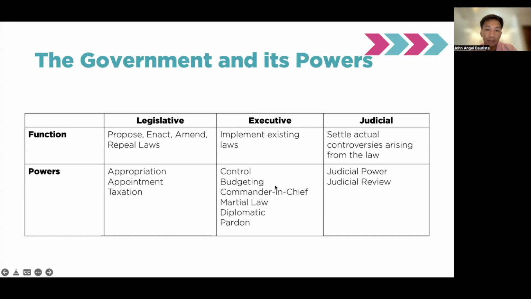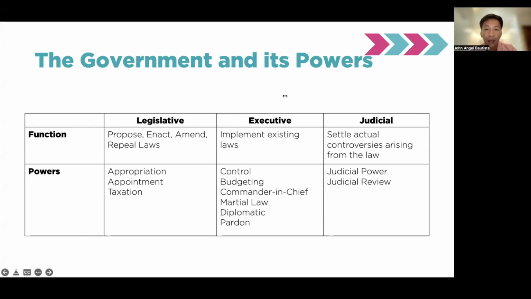So, ayan. In terms of the executive department naman, the executive department has the power of control, yung budgeting, he's the commander-in-chief, he has the martial law powers, he is the chief diplomat, siya yung pinaka mataas na foreign architect ng ating foreign relations with other countries, and he also has the power to pardon anyone. Unlimited, hindi limited yung power of pardon niya. And the judicial department has the judicial power, of course, the power to implement and the power to interpret our laws, ganyan, and the power of judicial review, the power to review acts of the other branches when they are parang nag-exceed dun sa kanilang functions.